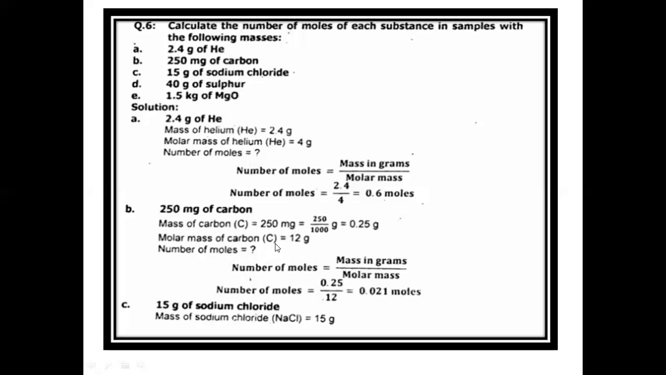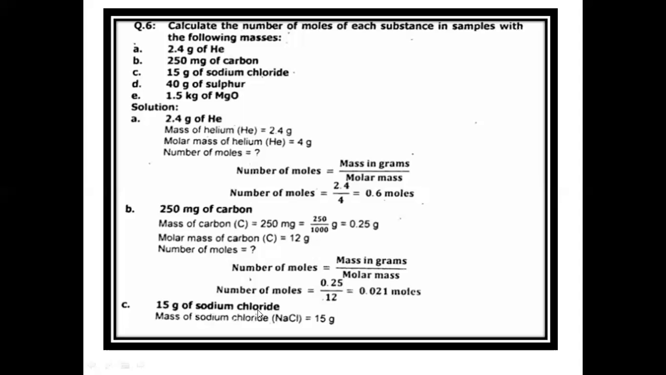Molar mass of carbon is 12 grams. Number of moles we have to find out. So number of moles is equal to mass in grams over molar mass. The mass in grams is 0.25. Molar mass of carbon is 12. Answer is 0.021 moles.